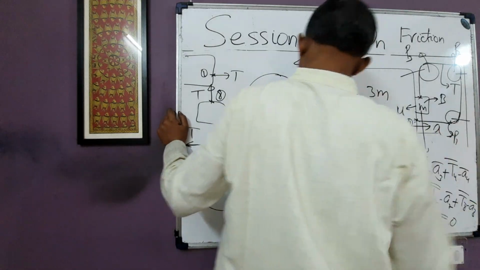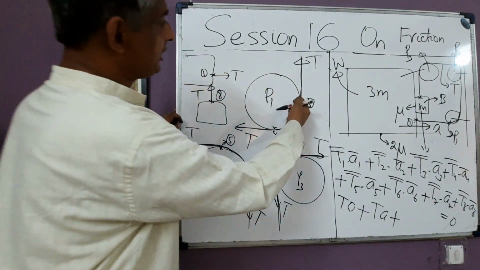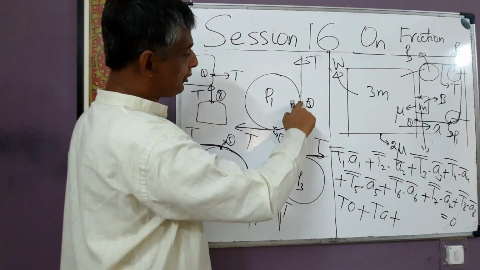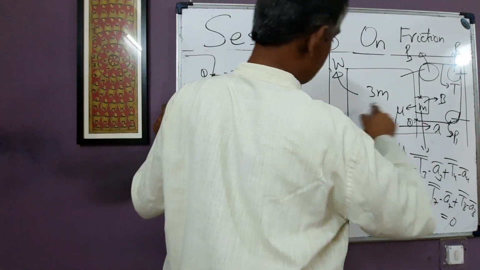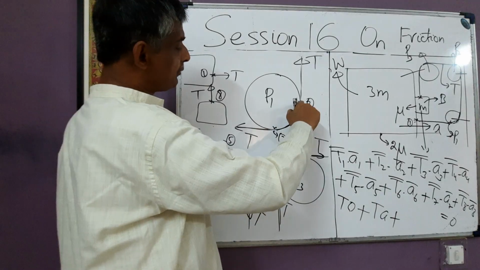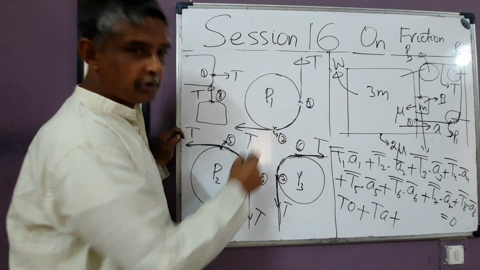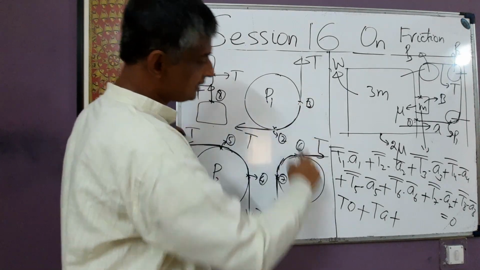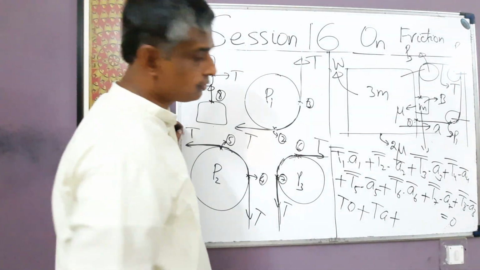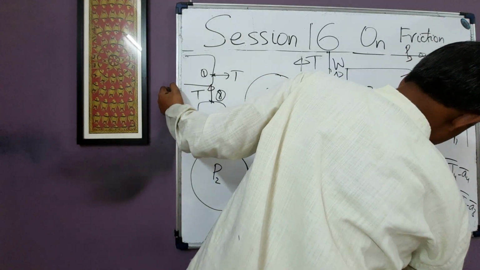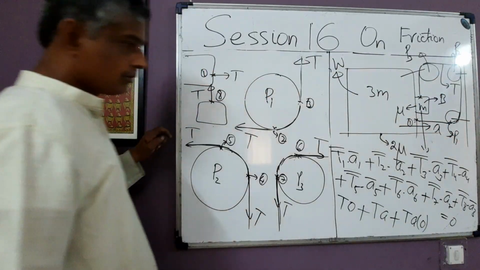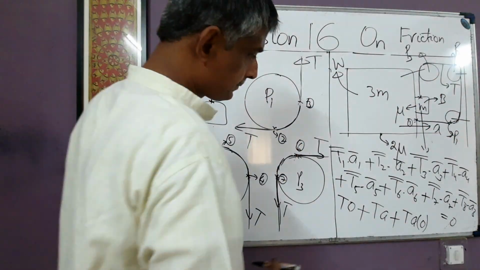Now T3 dot A3. At point 3, T acts upward, so T3 is equal to T up. And A3 is the acceleration of point 3 of pulley P1 with respect to wedge. With respect to wedge, the acceleration of point 3 is A left, as it was for point 2. So A3 is A left and T3 is T up. The angle is 90 degrees, so the dot product becomes T into A into cos 90 degree, which is simply 0. So the third term also I have written.